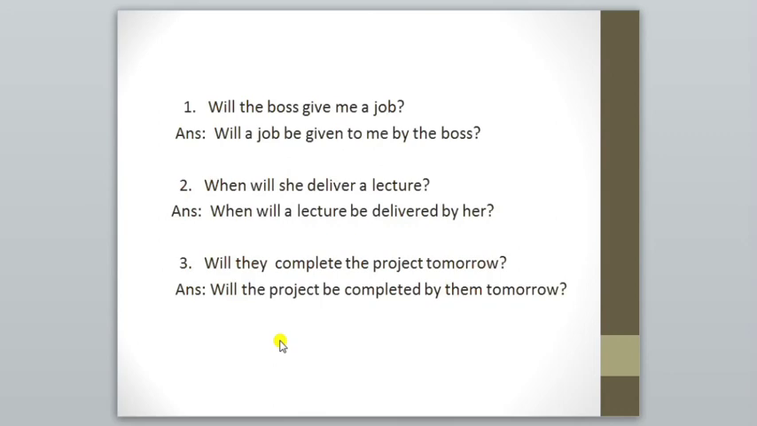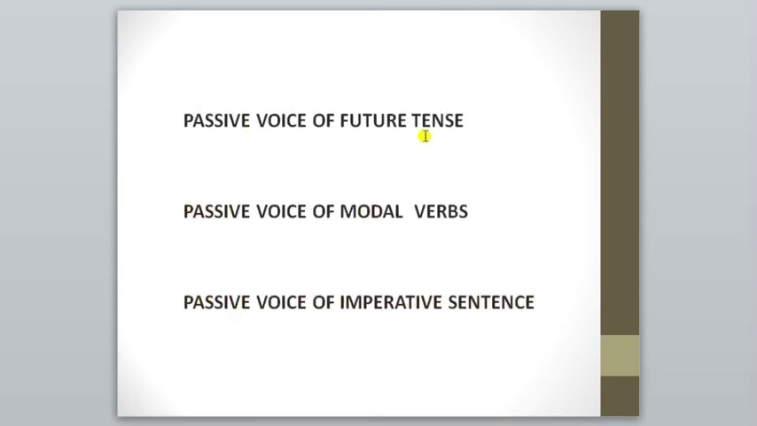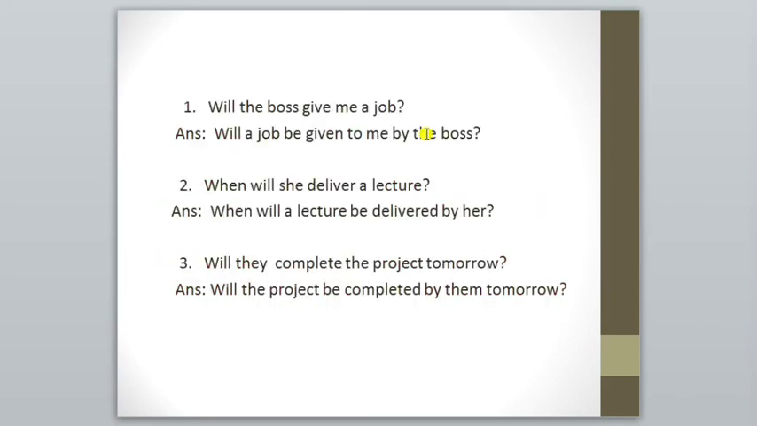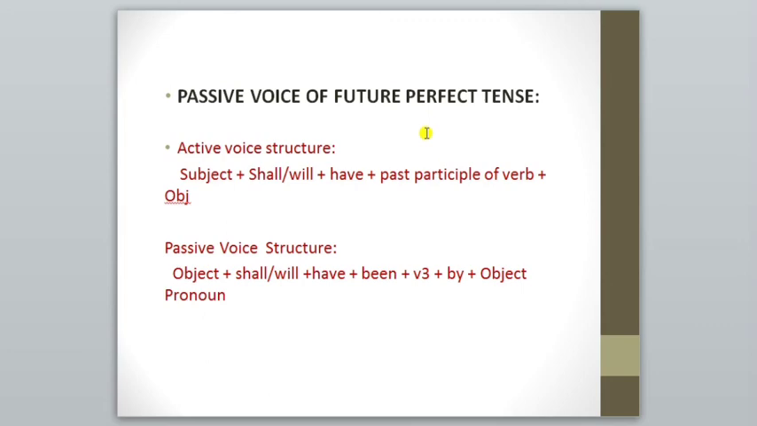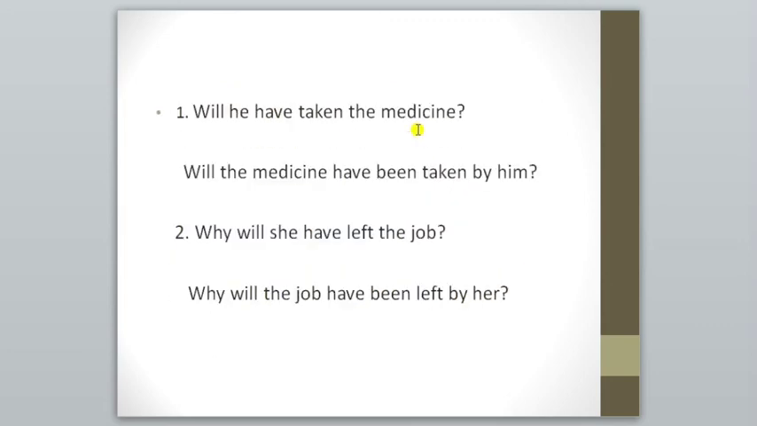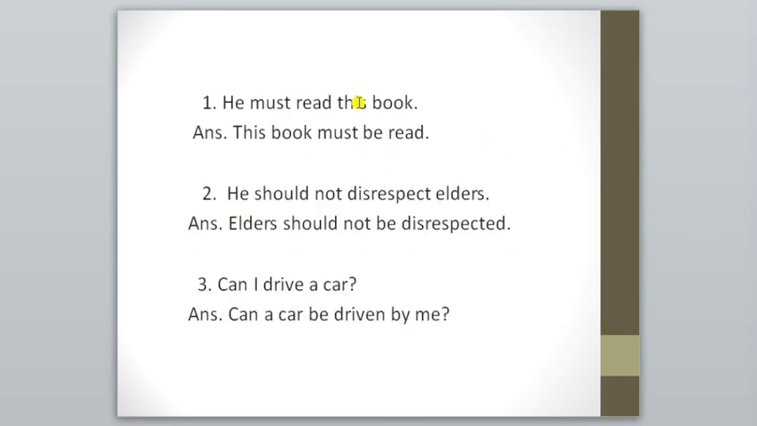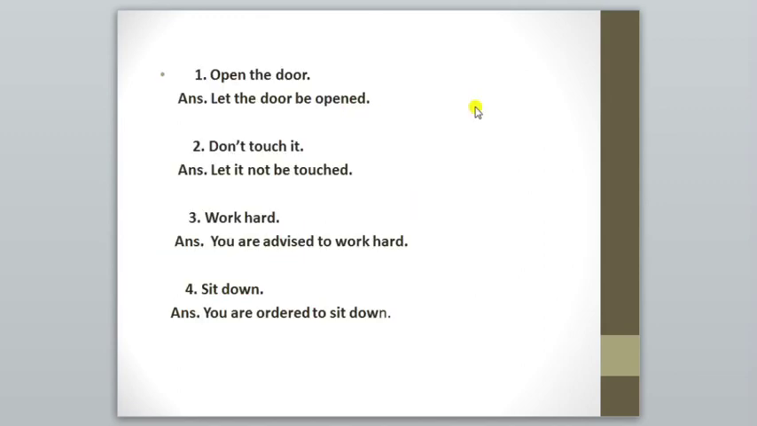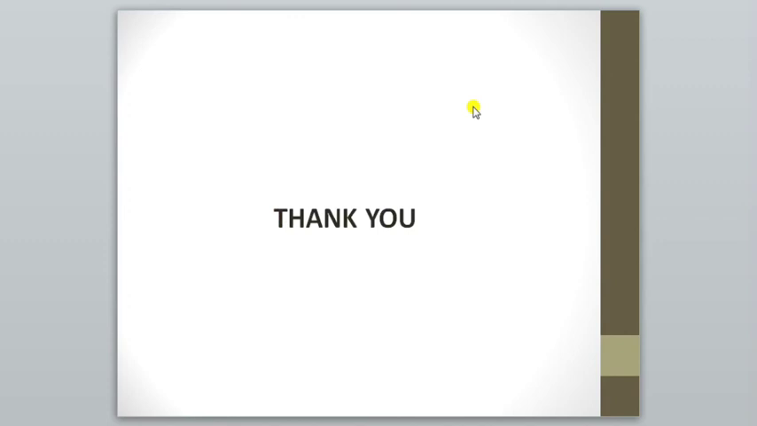See, in this lecture what did we learn? We learned the passive voice of future tense, means simple future and future perfect. Then we learned the passive voice of modal verbs. Then after that, the passive voice of imperative sentences. And I think all our subtopics are over, means our chapter, the passive voice, is over here. And I hope that you people must have understood me very well. Okay, thank you.